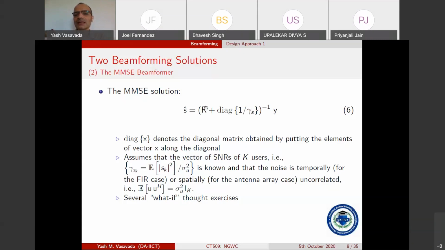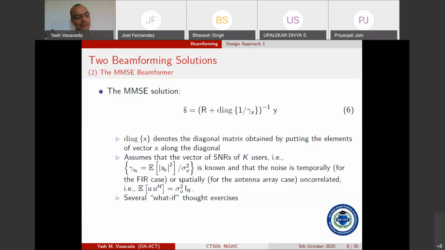We can almost say that we are adding some values along the diagonal of R. How much to add along the diagonal of R is determined by the inverse of the individual SNRs. And the amount that we add to the diagonal of R makes this matrix inverse better conditioned compared to least squares. The only limitation of MMSE is that we need to know these signal to noise ratios. If we don't know what those signal to noise ratios are, then we can't actually do MMSE.